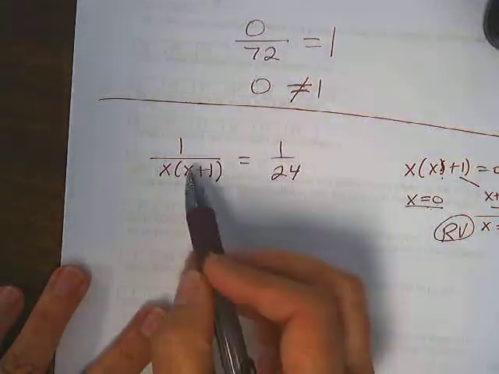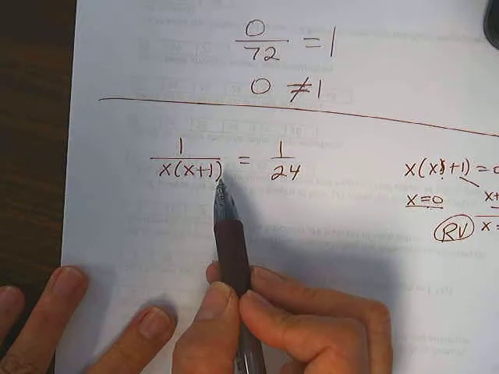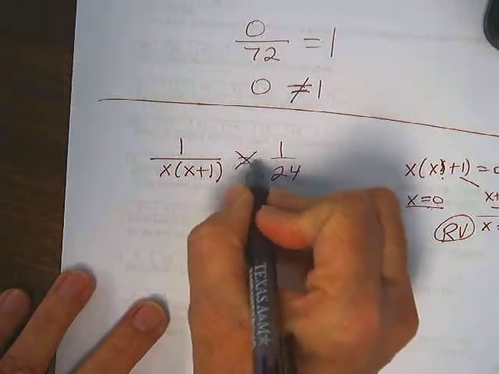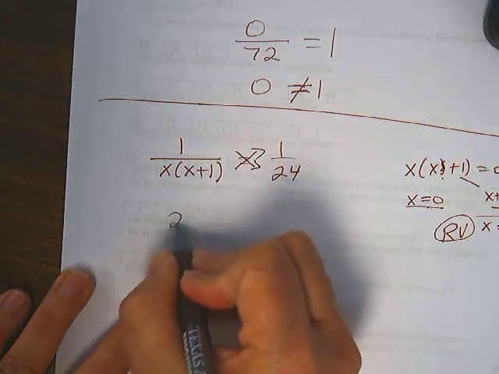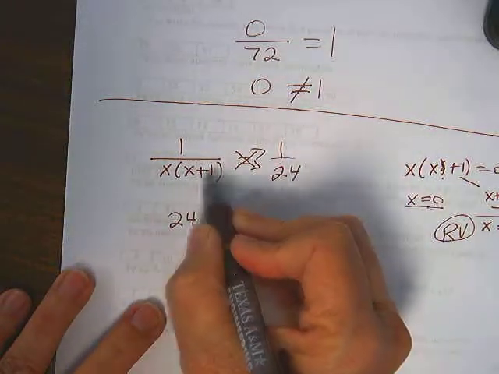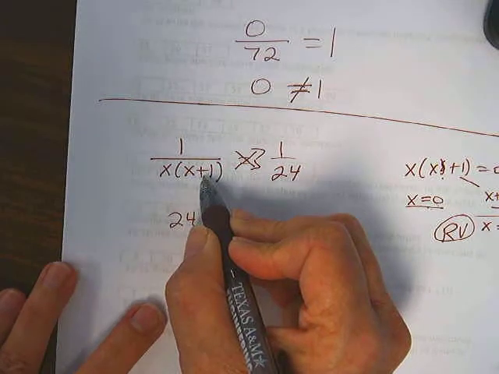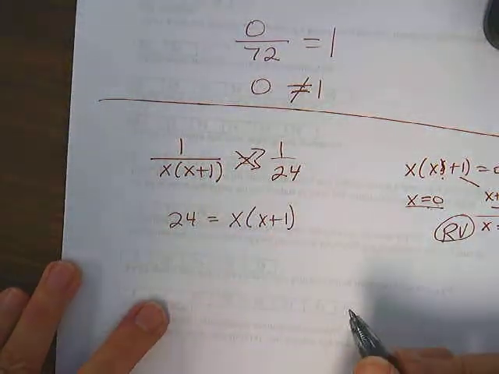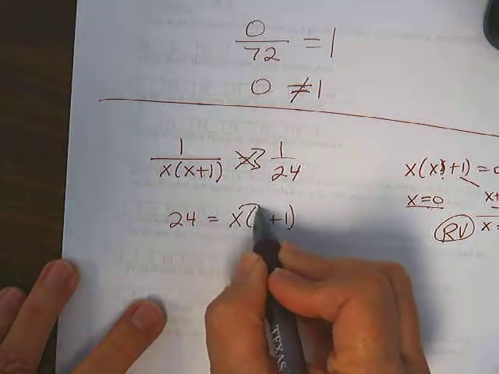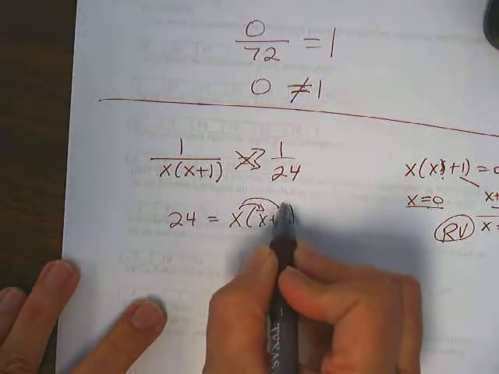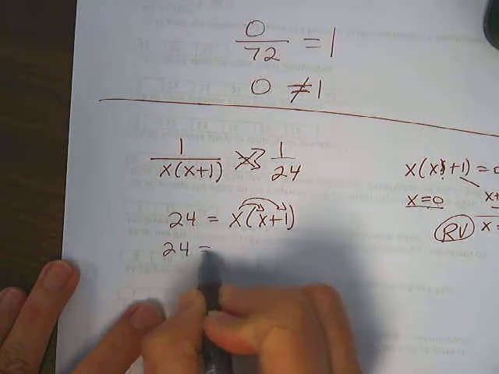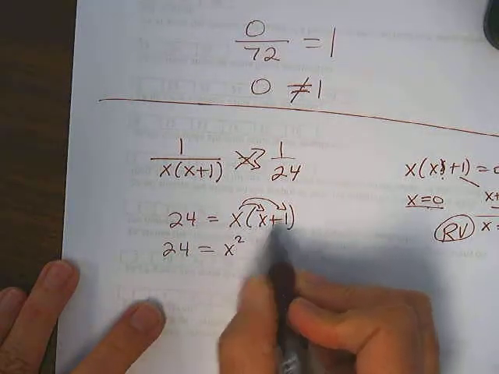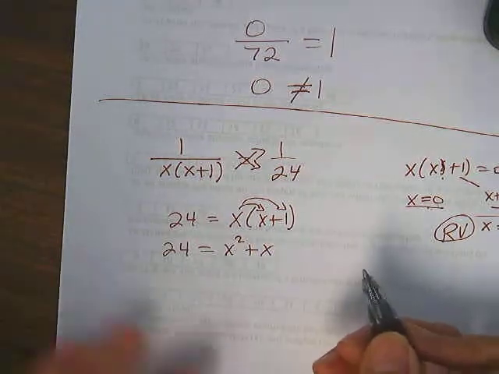Okay, let's see here. Nothing to simplify on either side. So let's go ahead now and cross multiply. 1 times 24 is 24. 1 times x plus 1 is still x times x plus 1. Now we've reached the point that we actually do need to distribute this x. So we have 24 is equal to x times x is x squared, x times 1 is x.